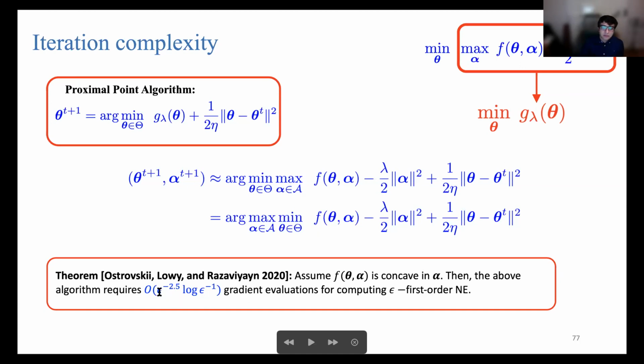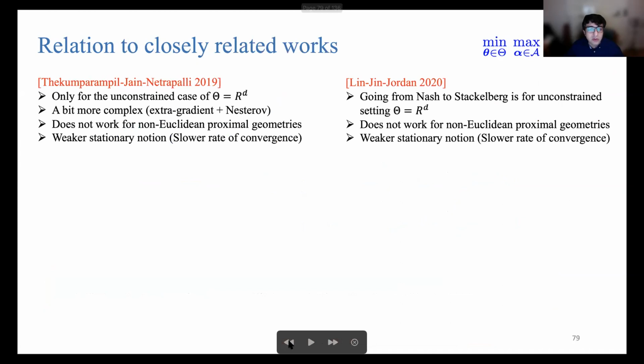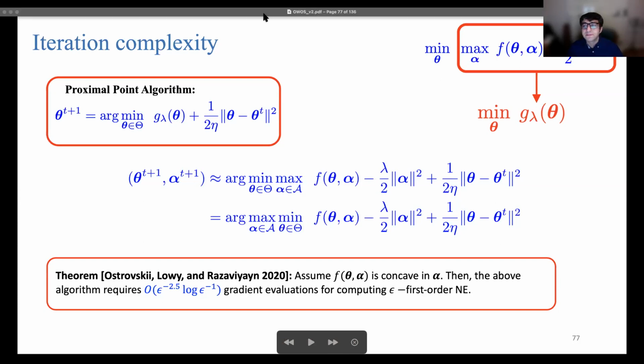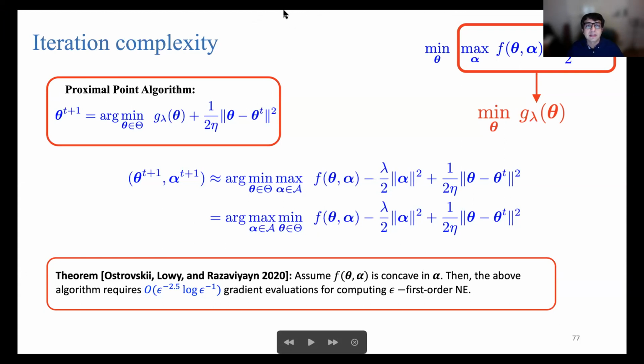So you get a much faster algorithm compared to the previous result that we had. This is a fast rate that we could get. Any questions so far, before moving on? Next I want to compare this with some of the concurrent and prior art that also work on the same problem.